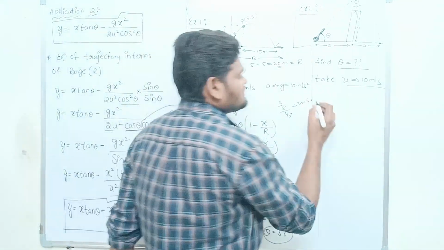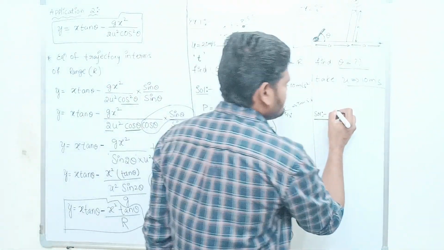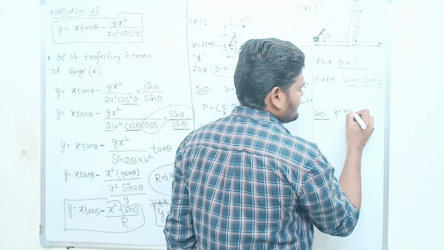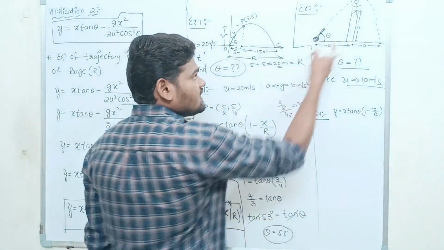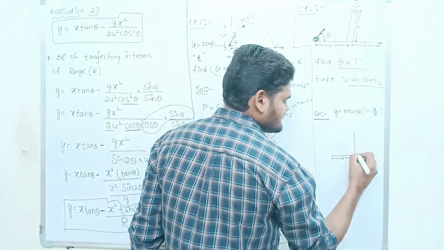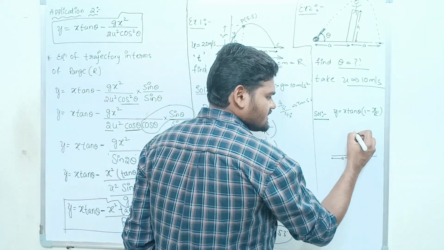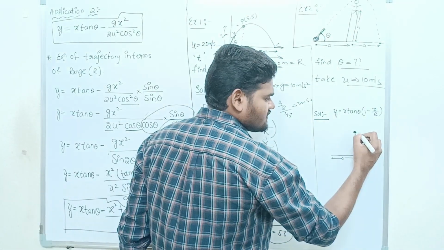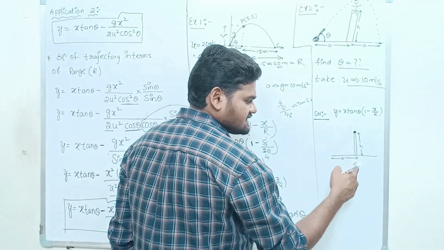Okay, have a look. So the solution. Use this equation: y is equal to x tan theta into 1 minus x by R. On the surface of the ground, along the horizontal direction at a distance a, there is a tower. At this point, the thief is there. The height of the thief from the ground is h, and along the x direction he is at a distance a.